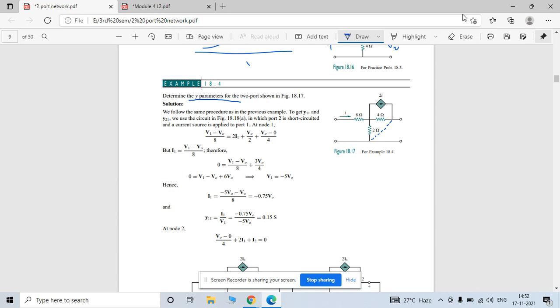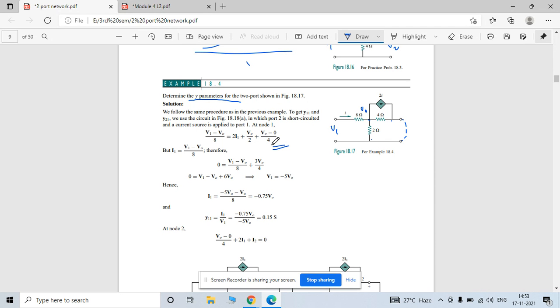Once this is short circuited, then apply the simple KVL or KCL, whatever you want to use. Here KCL is being used. Now this is the V1 terminal, right? Here the node is assumed as V naught volt. So this is V1, and this is here V naught. Observe, assuming V naught voltage. So the simple KCL equation: V1 minus V naught divided by 8 is equal to, this is 2I, right? 2I current is flowing from this side, plus V naught by 4 and V naught by 2, right? I hope this equation is clear to you.